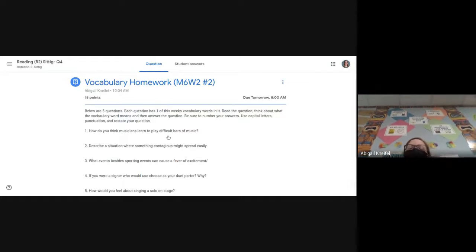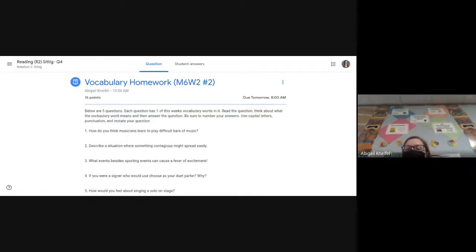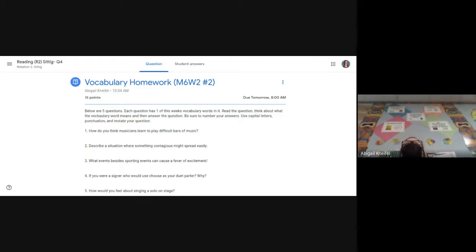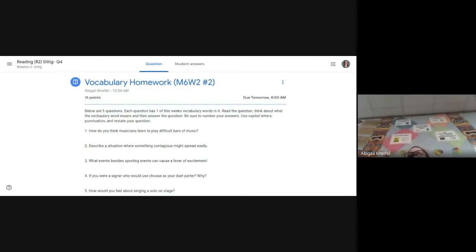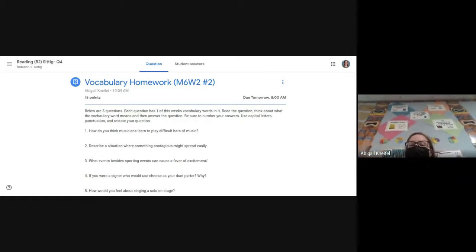All right. Below are 5 questions. Each question has one of this week's vocabulary words in it. Read the question, think about what the vocabulary word means, then answer the question. Be sure to number your answers. Do not write it in a giant paragraph. That's so hard to grade. Write number 1, answer it, press enter. Number 2, answer it, press enter. Be sure to number, use capital letters, punctuation, and restate your question.